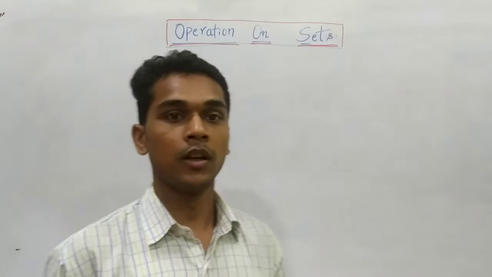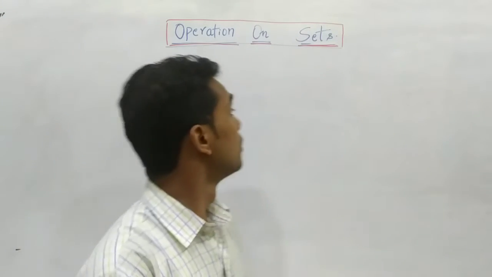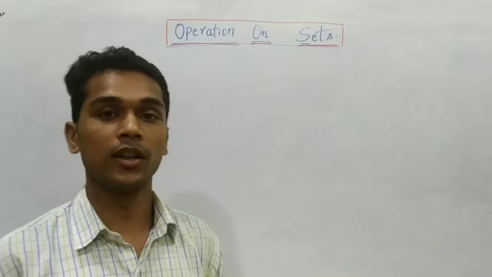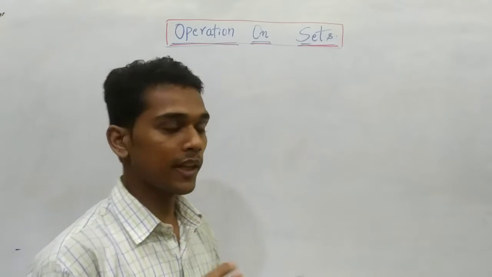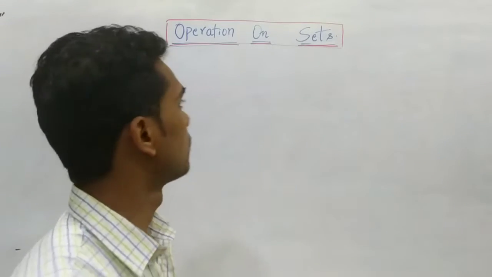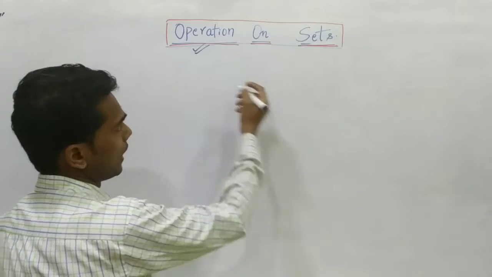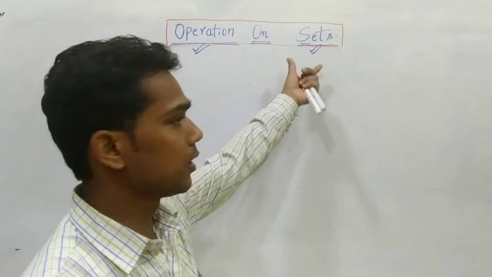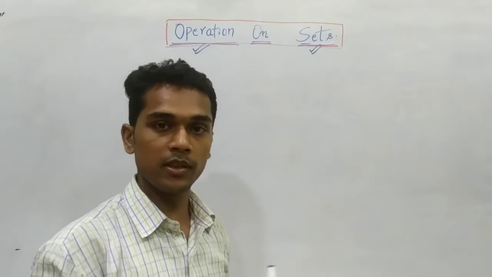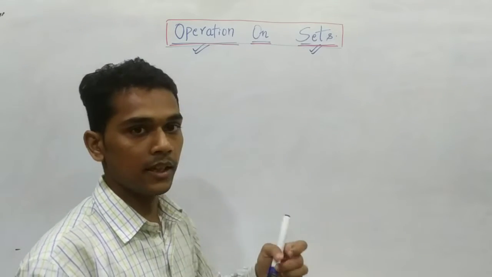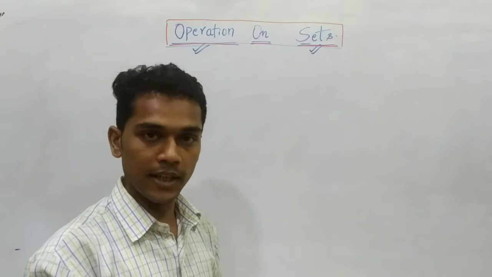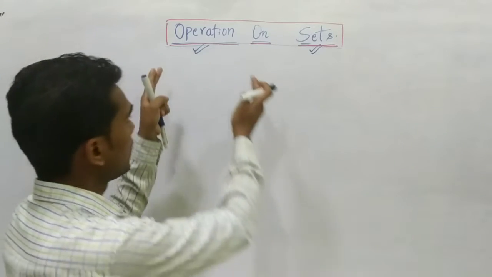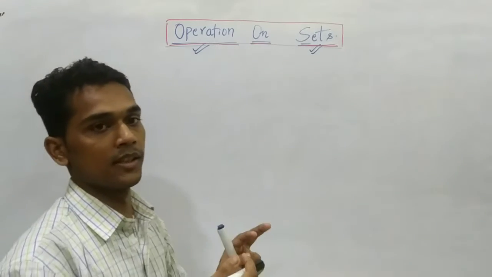Hello everyone. In this video, we discuss operation on sets. At first, we have two different terms: first operation, and second sets. We are familiar with the term sets. We already discussed in the previous video what sets are, types of sets, and representation of sets. And now we are going to discuss operation on sets.